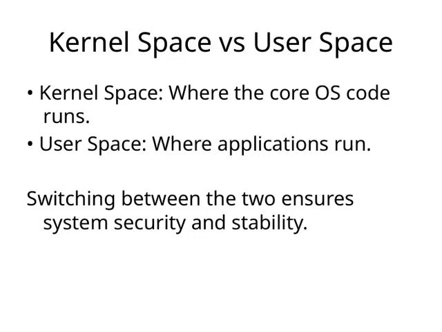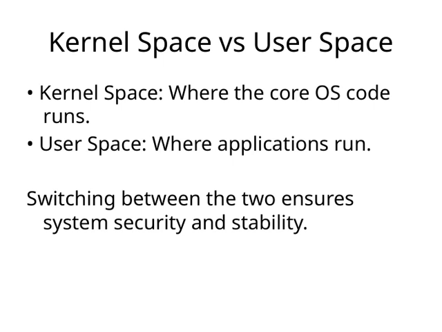All right, let's take a closer look at kernel space versus user space. Kernel space is essentially where the core of the operating system runs. This includes critical functions like managing hardware, memory, and system resources. Because it handles such sensitive operations, it needs to operate with high privileges.